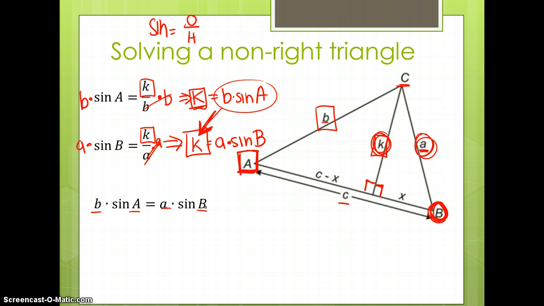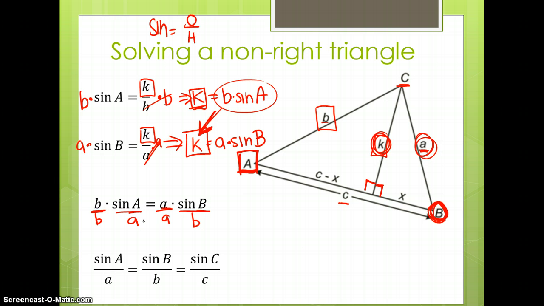It doesn't say anything about opposite, hypotenuse, anything like that. It's just based off of those side lengths. So that's the idea. And when we wrote the law of sines, we don't normally write it this way. We divide both sides of the equation by b, we divide both sides of the equation by a, and we rewrite it in this kind of nicer form.